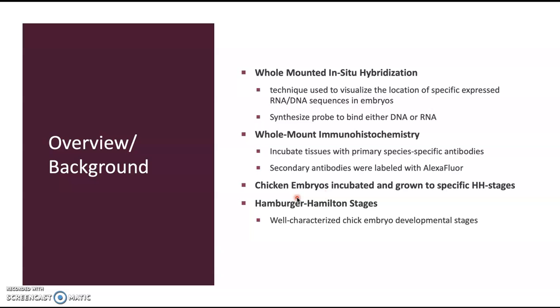And the model they used in this figure was the chicken embryo, which can be incubated and grown to specific Hamburger-Hamilton stages. And these Hamburger-Hamilton stages are important because they're well-characterized chick embryo developmental stages where the specific structures and the stage of the neuronal tube is known and can be used to track the expression of our Draxin.